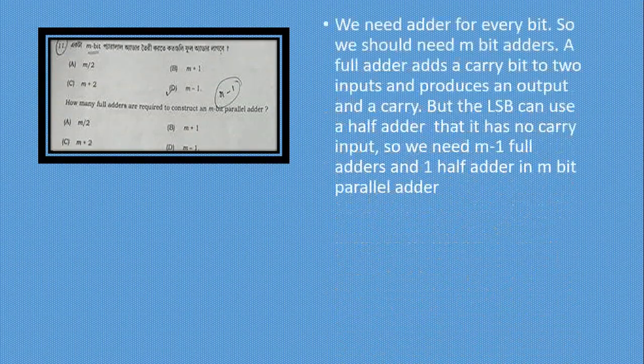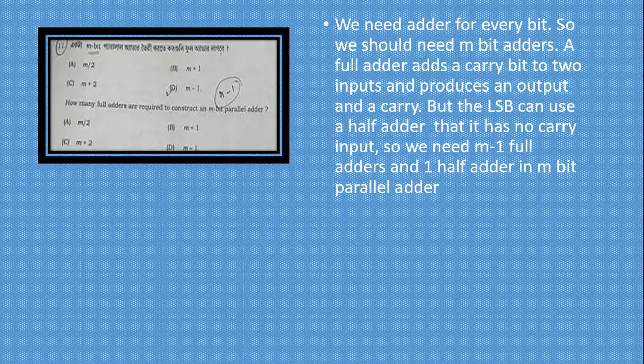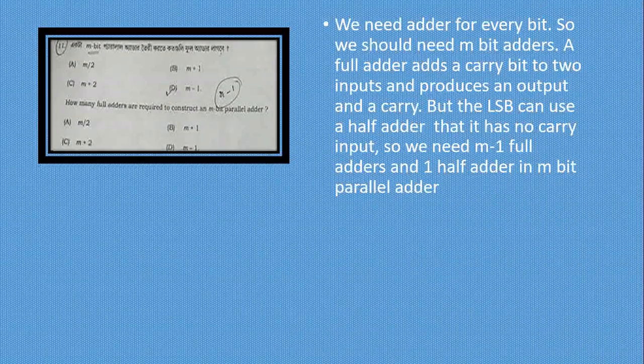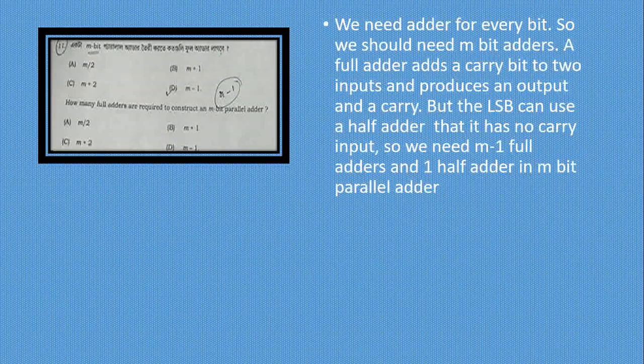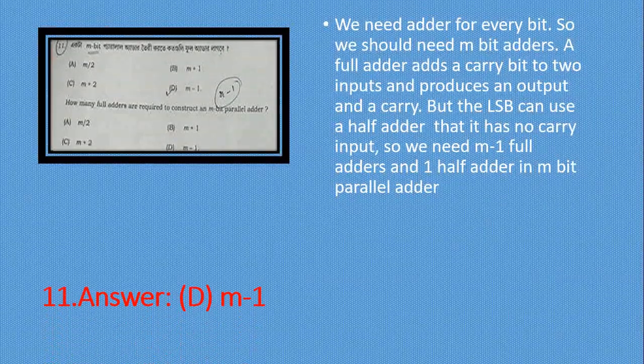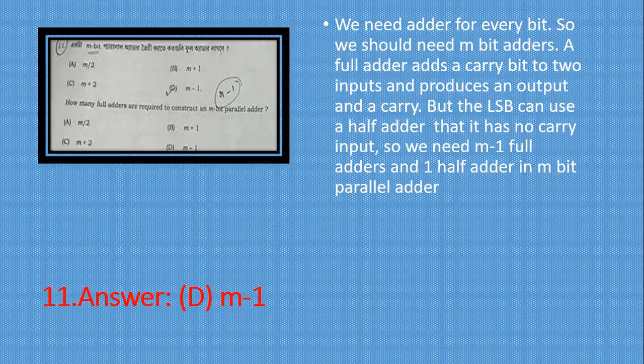How many full adders are required to construct an M bit parallel adder? This is the explanation. So M minus 1 full adders are needed because the first LSB bits are added with a half adder. So M minus 1 full adders and 1 half adder are needed. So the answer is option D, M minus 1.